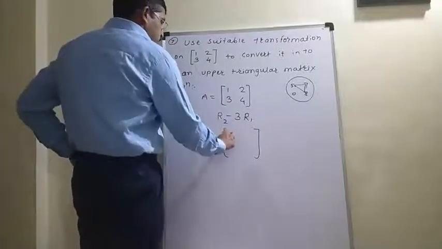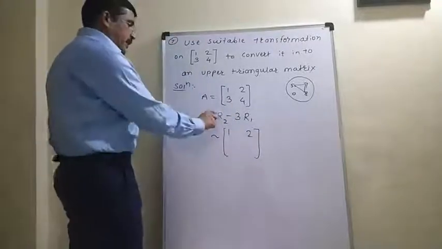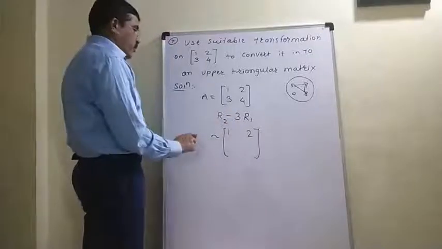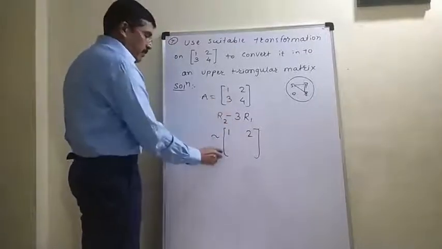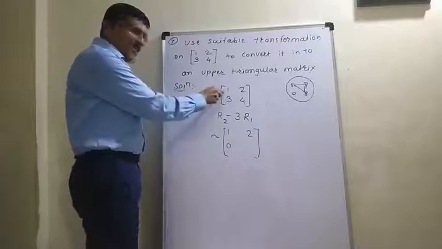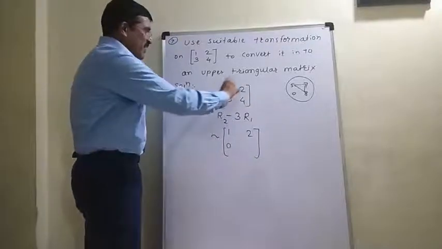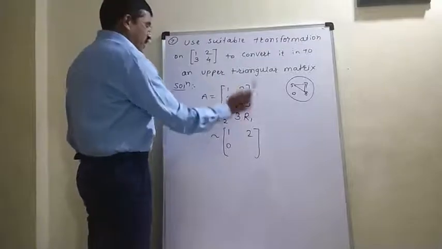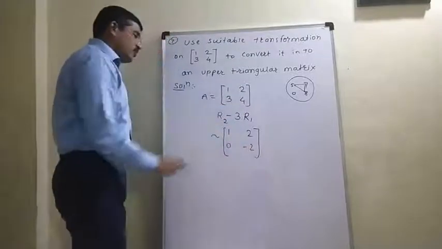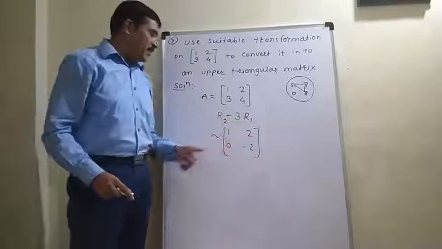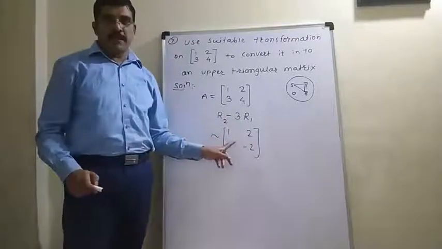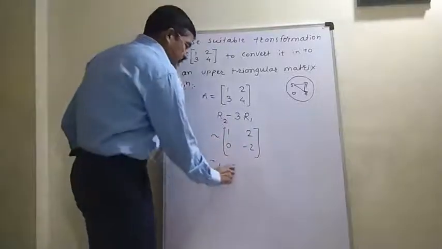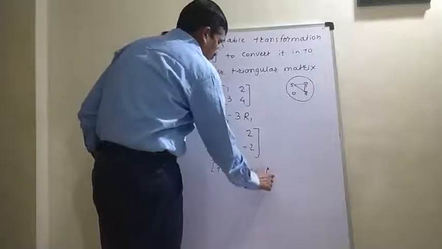You have to change the first row. Now change the second row using this operation which you have to perform. 3 minus 3 becomes 0. How is it 3? Because we are multiplying the first row by 3 here. So we get 3 minus 3, 0, and 4 minus 6 becomes minus 2. Now this is the desired answer, the required result. It is an upper triangular matrix. We can write it is an upper triangular matrix.